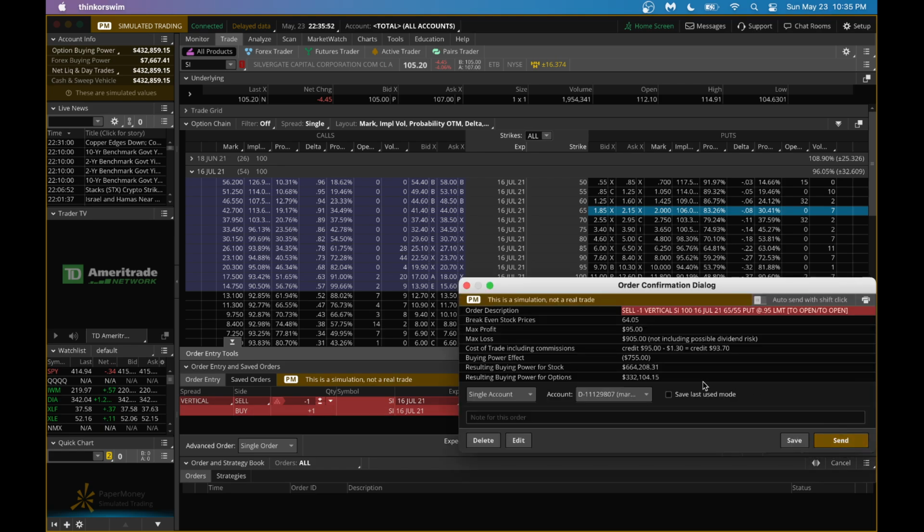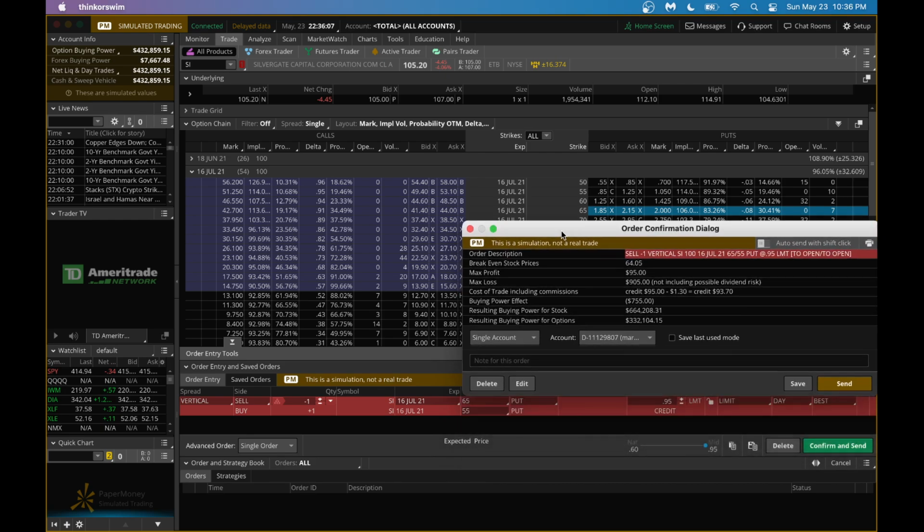But your buying power effect will stay at 755. It will not go too drastically higher. You're bringing in 95 cents. It's a $10 wide spread, as you can see here. So your buying power effect will not go too high. So I think this is a little bit of a conservative play. If we confirm and send, you'll bring in $95.